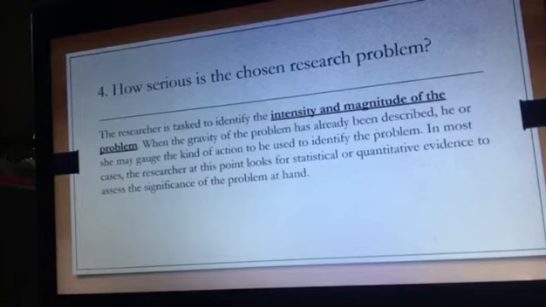How serious is the chosen research problem? Identifying the intensity and magnitude of a problem means figuring out how big and serious the problem is. Once you know that, you can decide what to do about it. To do this, researchers often look for numbers and data to help them understand how important the problem is.